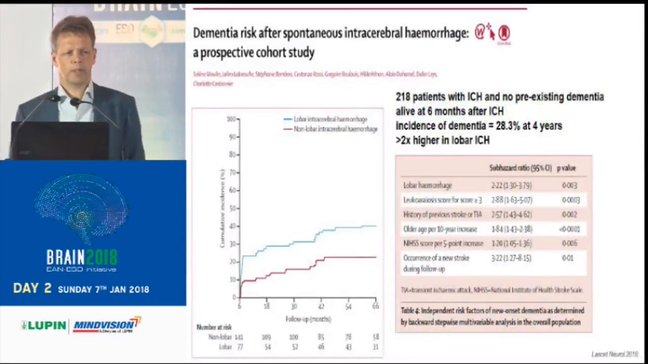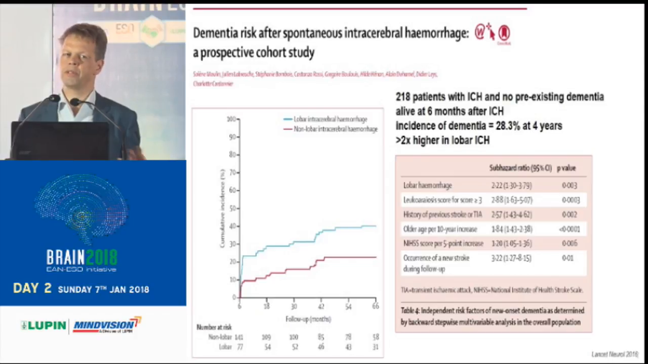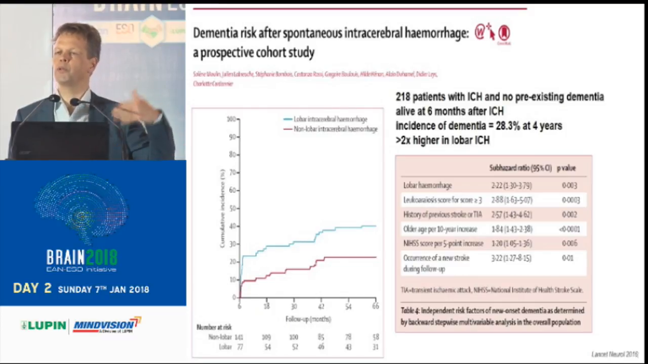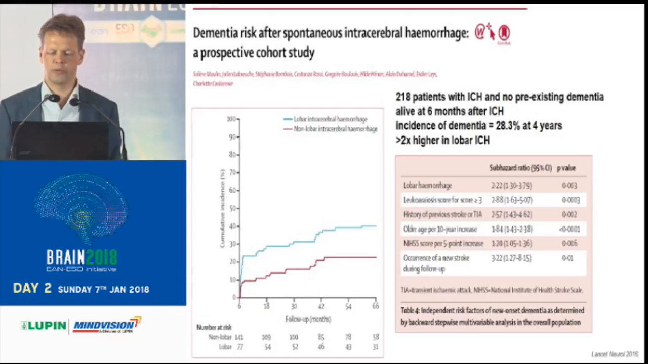This is another important aspect. So far we've been speaking about ischemic stroke. Now moving to hemorrhagic stroke. As you know, this is the most disastrous form of stroke. It's strongly associated with small vessel disease, about which I talked yesterday. And this is probably the largest and best series of 218 patients with ICH and no pre-existing dementia who were alive 6 months after ICH and then followed for the incidence of dementia over 4 years.